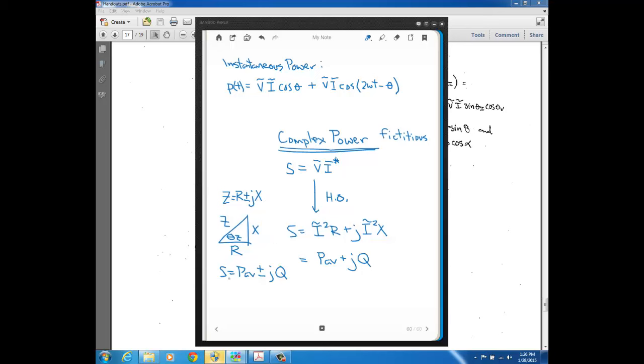But you see, just like impedance is a complex quantity that I can show as a right triangle, the impedance triangle, complex power S is a complex quantity that I can show as a right triangle where the adjacent side is P average and the opposite side is Q.